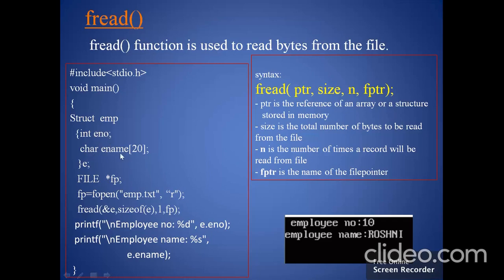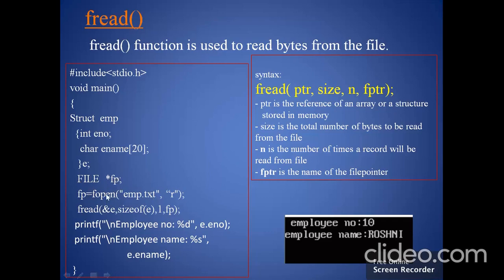Then next we will have a string. The name of the string is ename. The string is used for storing the employee name. Then after that, E represents the structure variable. Then we will declare the file, that is FILE star fp. Here fp is the name of the file pointer.